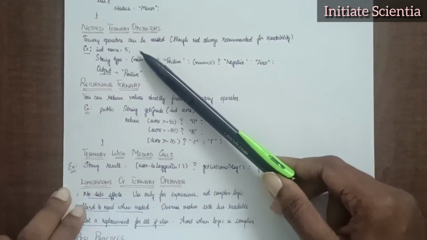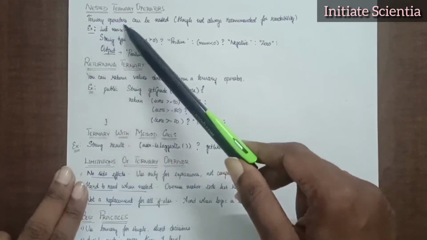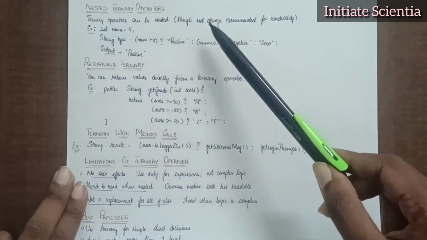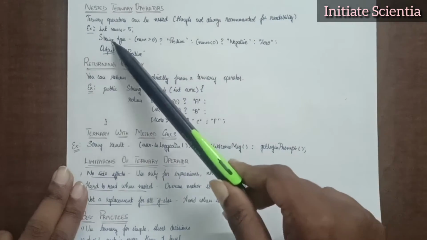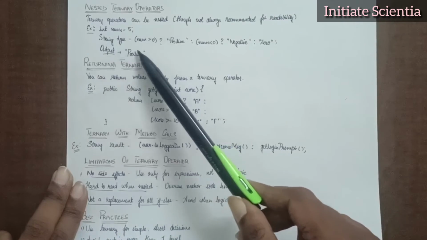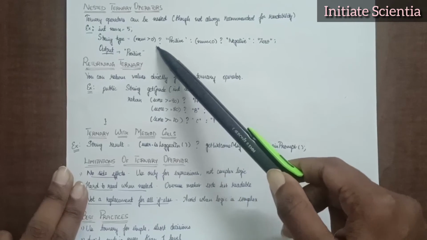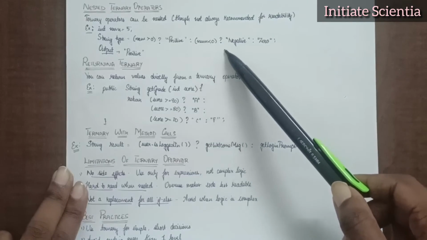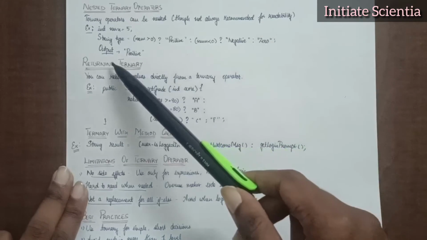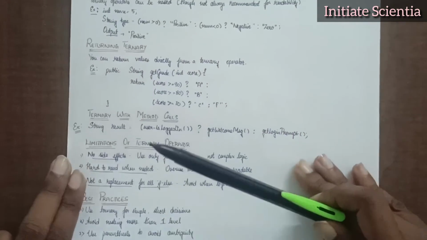Nested ternary operators. Ternary operators can be nested, though not always recommended for readability. int num is 5, String type equals num greater than 0, positive, or else num less than 0, negative, or 0. So the output is positive.